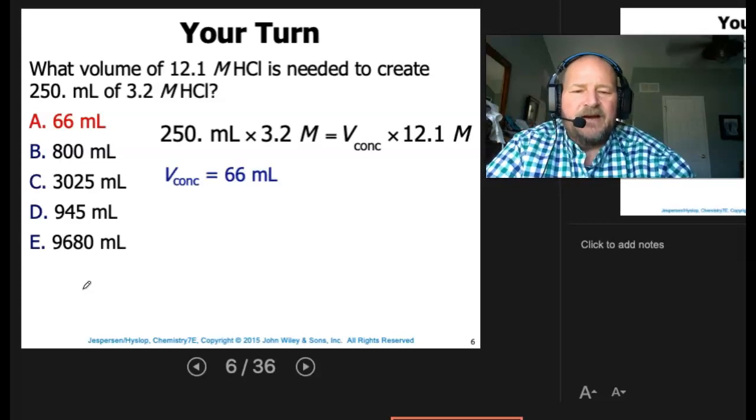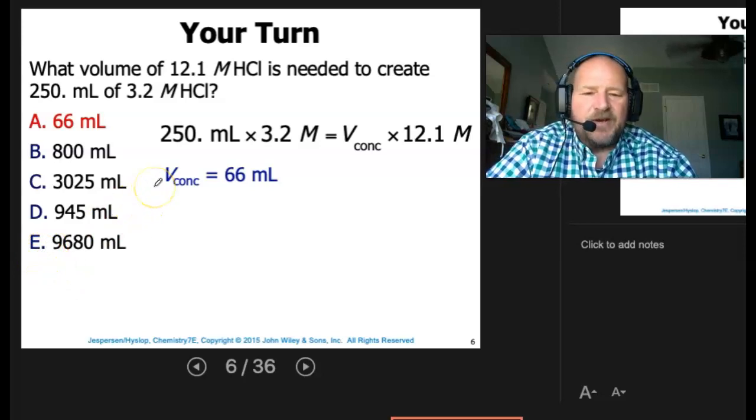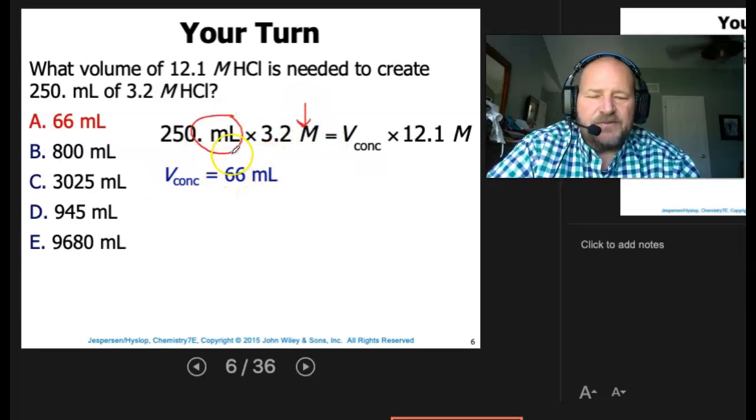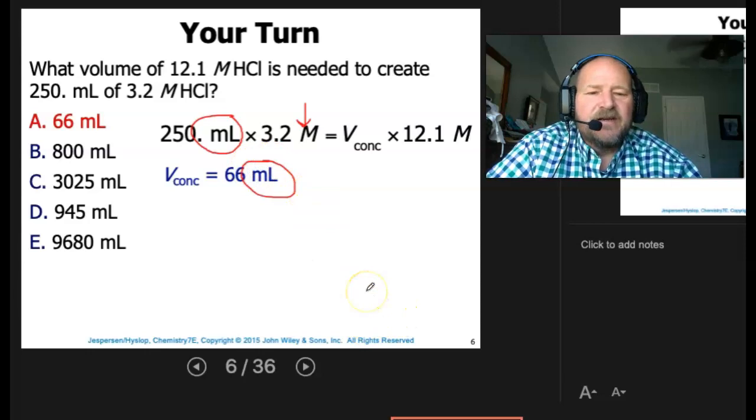Now, as far as your concentrations go, we've been working with liters as our volume all the way through because this is moles per liter. But here, notice we went ahead and did this math with the milliliters. What you're going to do is just keep track of your units. If I have milliliters in the beginning, then I need to have milliliters in the end. It will work for this. It doesn't matter. Now, that's not always true.